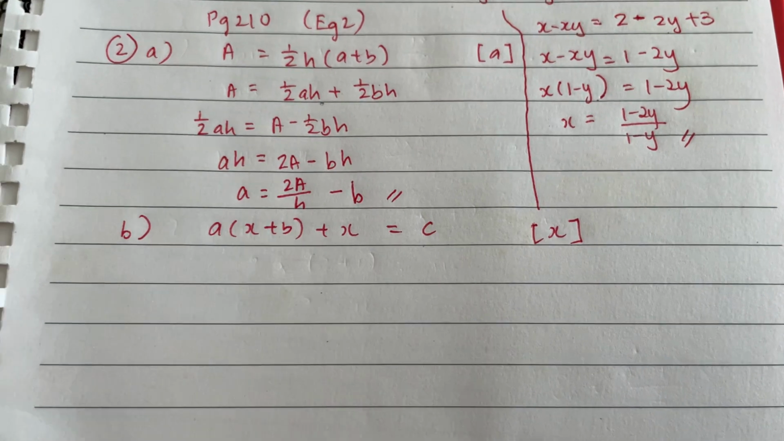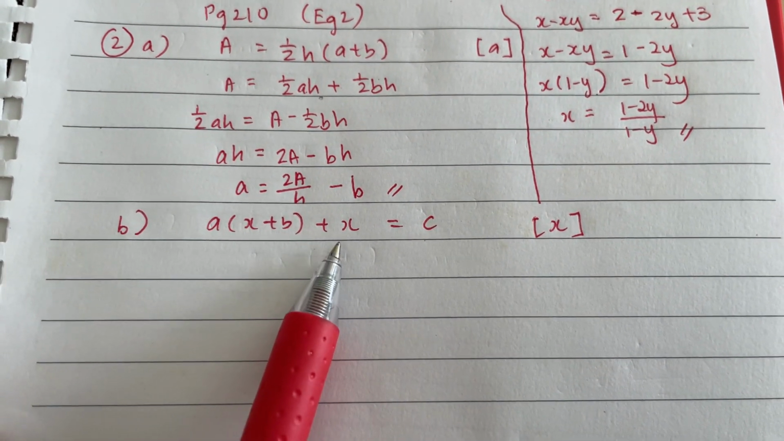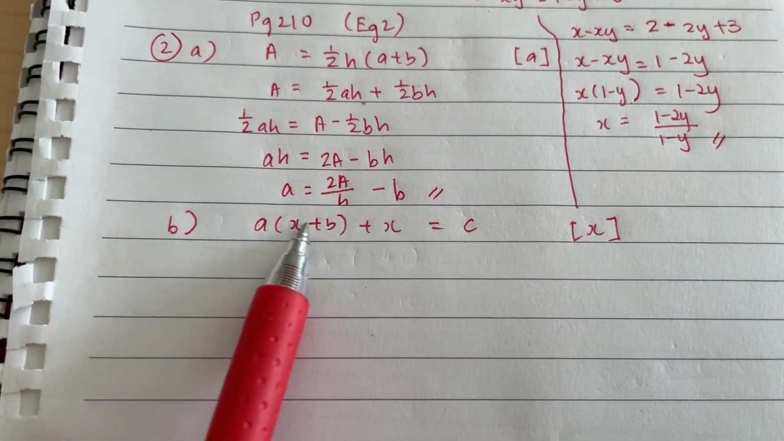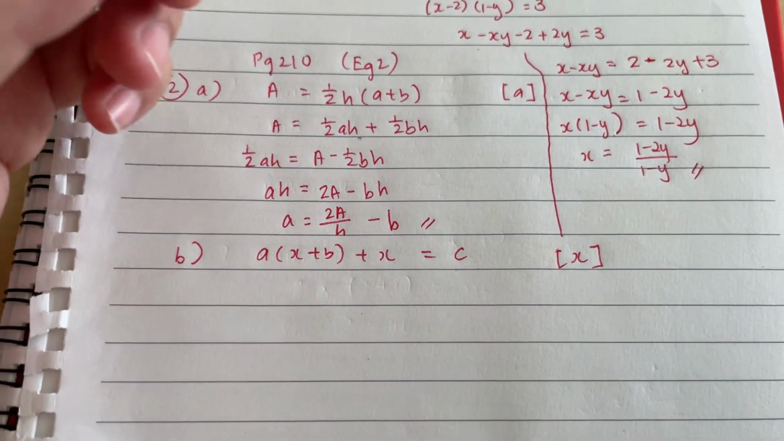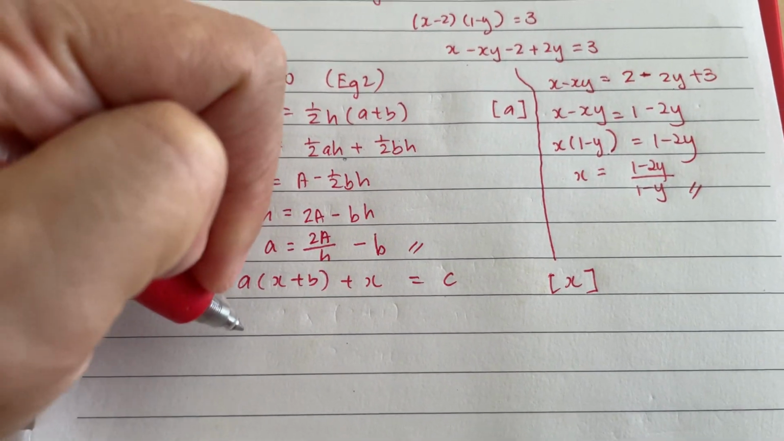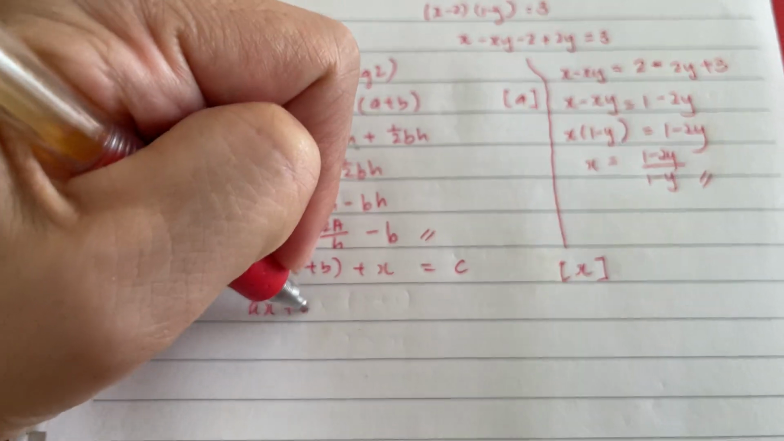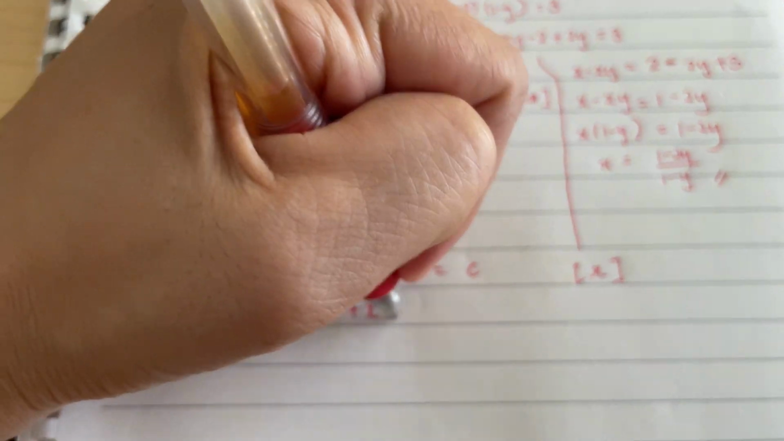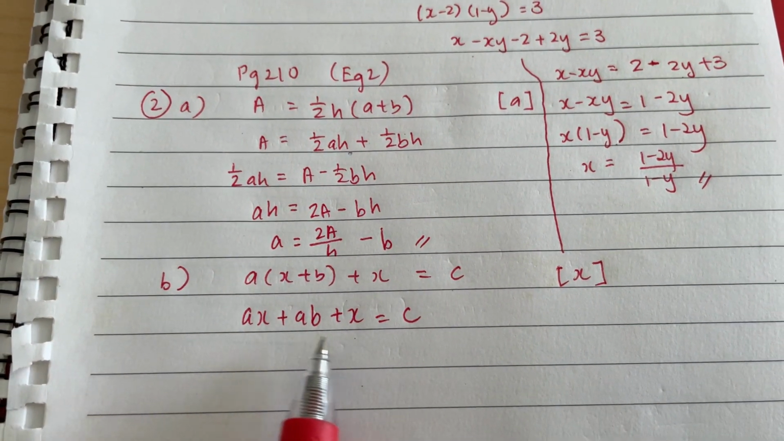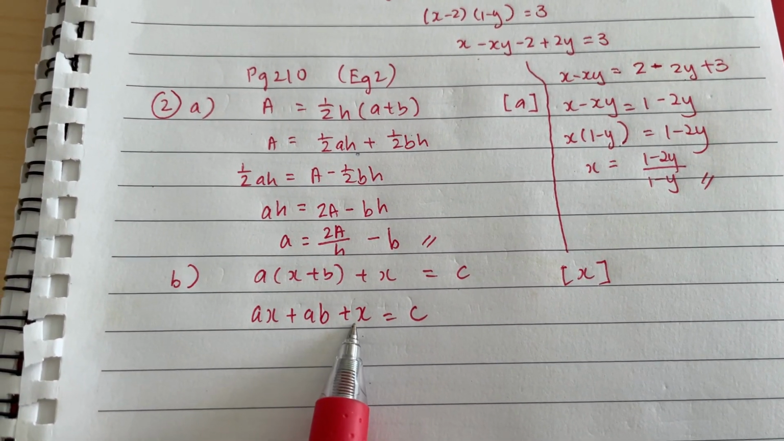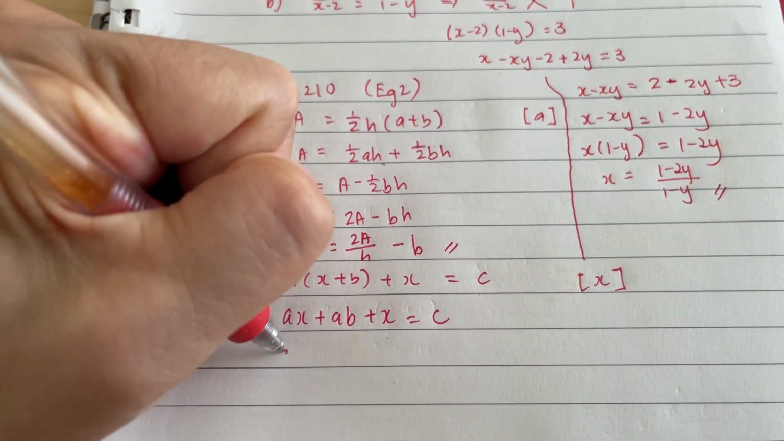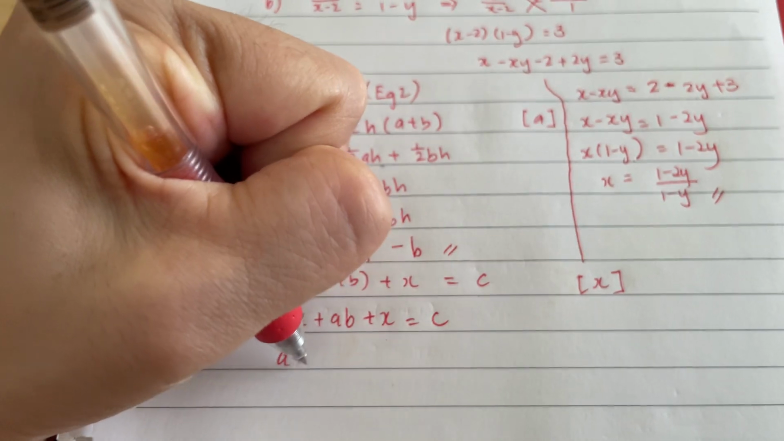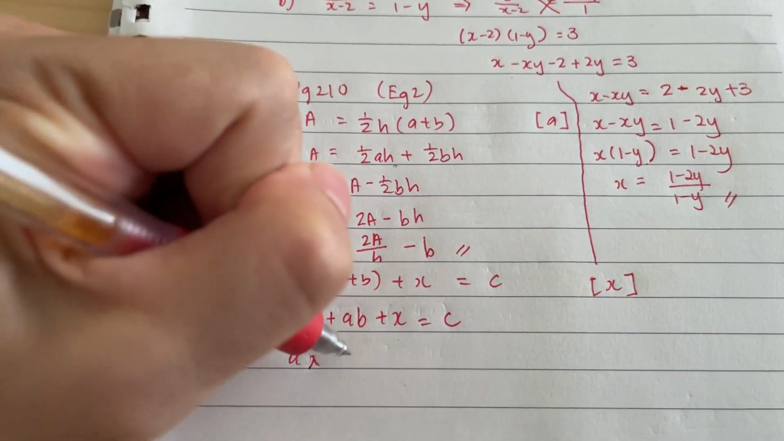Now in the next example over here, we want to make x the subject. As usual, when we see brackets, let's remove the brackets by doing an expansion so that every term is on its own. So we have ax plus ab plus x equals c. As usual, terms with x, we leave it on the right. Everything else, we bring it to the left. After a while, you realize that the steps are rather standard.